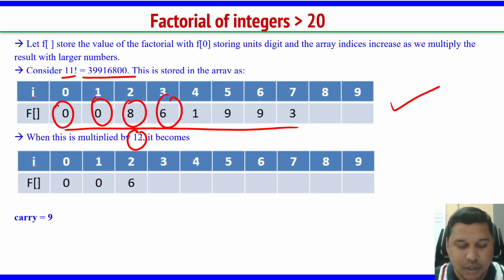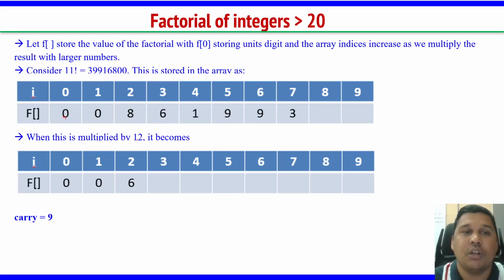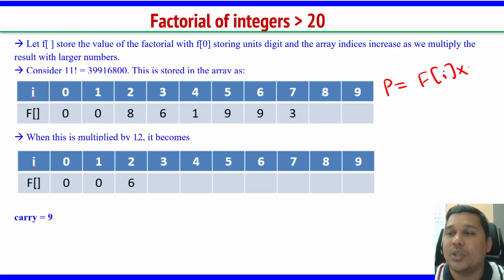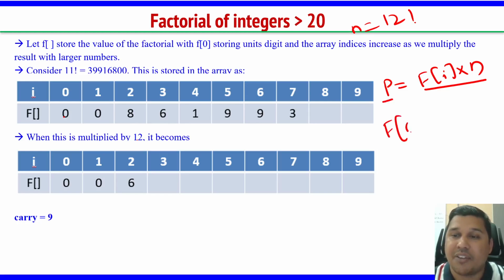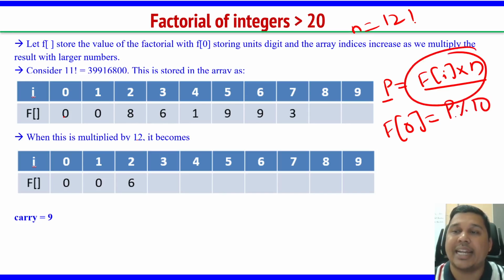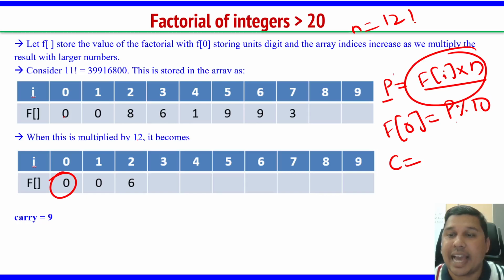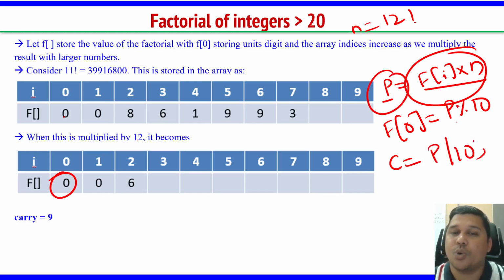When you are multiplying 12 with f of 0, let that be p. So p equals f of i into n, that is 12, because I am finding 12 factorial, n is 12 here. Now when you multiply f of i into n, you get p. So f of 0 should be this p modulo 10. Whatever output you get here, its remainder should be placed in f of 0. Then we have to find the carry. Carry is nothing but this p by 10. So whatever result we got, that divided by 10 is your carry.